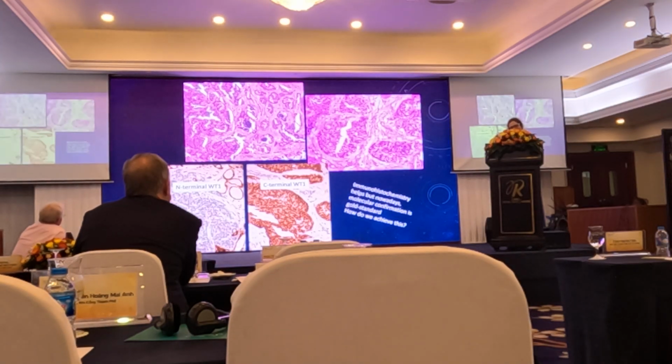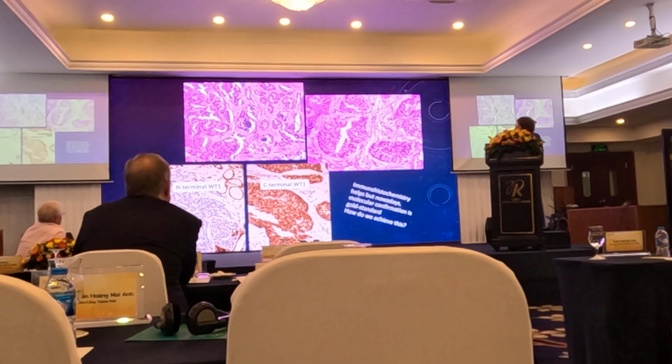So immunos do take us a certain part of the way, the combination of morphology and immunos. But really, as I said at the beginning, in today's practice, without molecular, we're not really working at the gold standard of diagnostics. This particular case is a desmoplastic small round cell tumour.